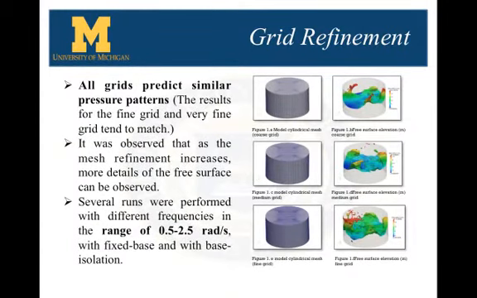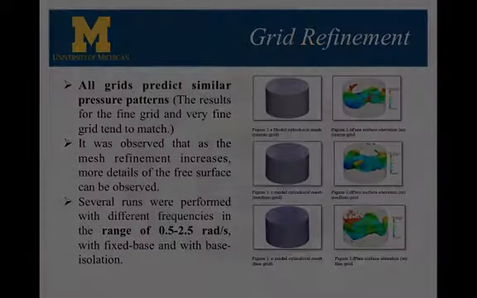Figure 1 shows the coarse, medium, and fine grids and their respective results. All grids predict similar patterns, and the results of the fine grid and very fine grid tend to match. It was observed that as the mesh refinement increases, more details can be obtained of the fluid free surface. We performed the runs in a range of 0.5 to 2.5 radians per second for both cases.